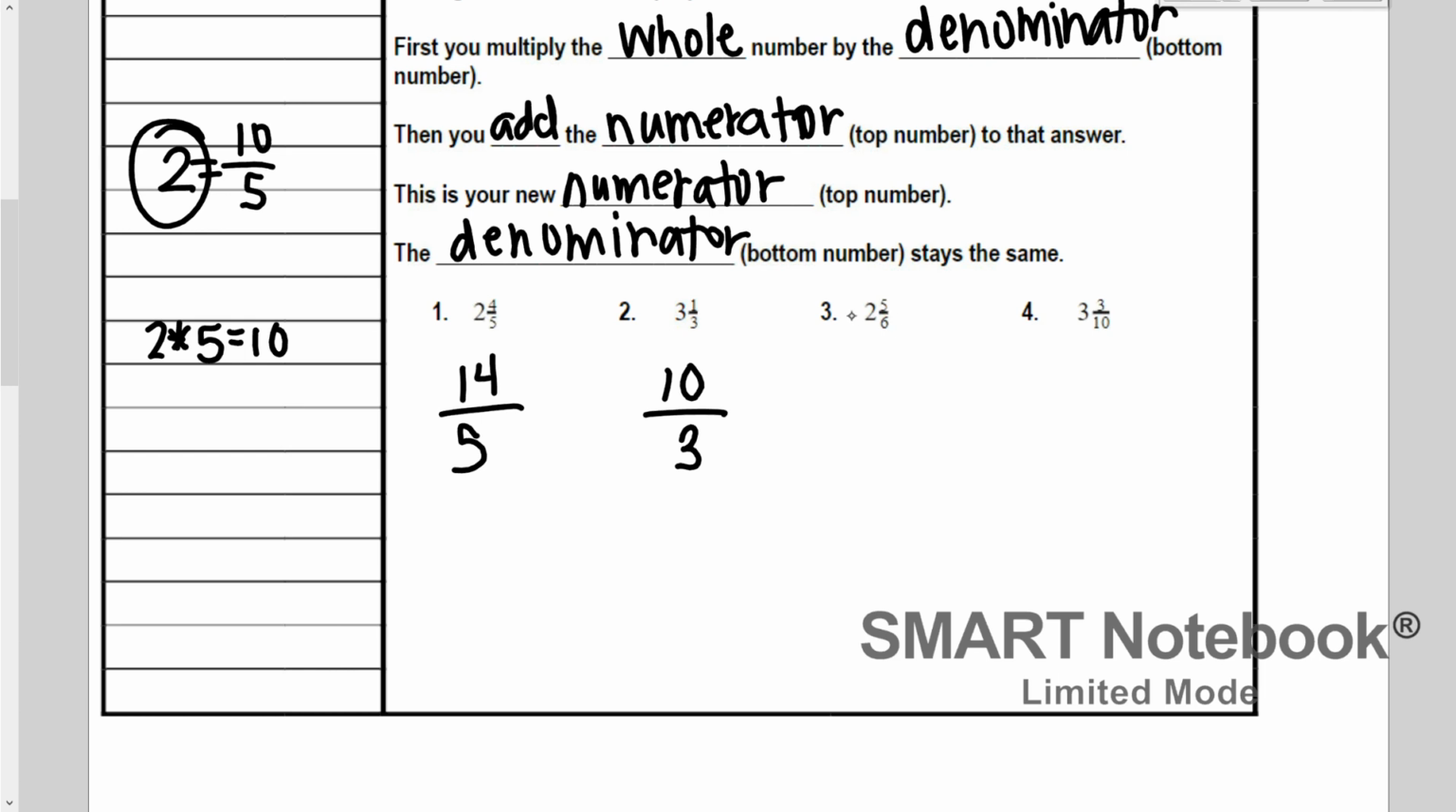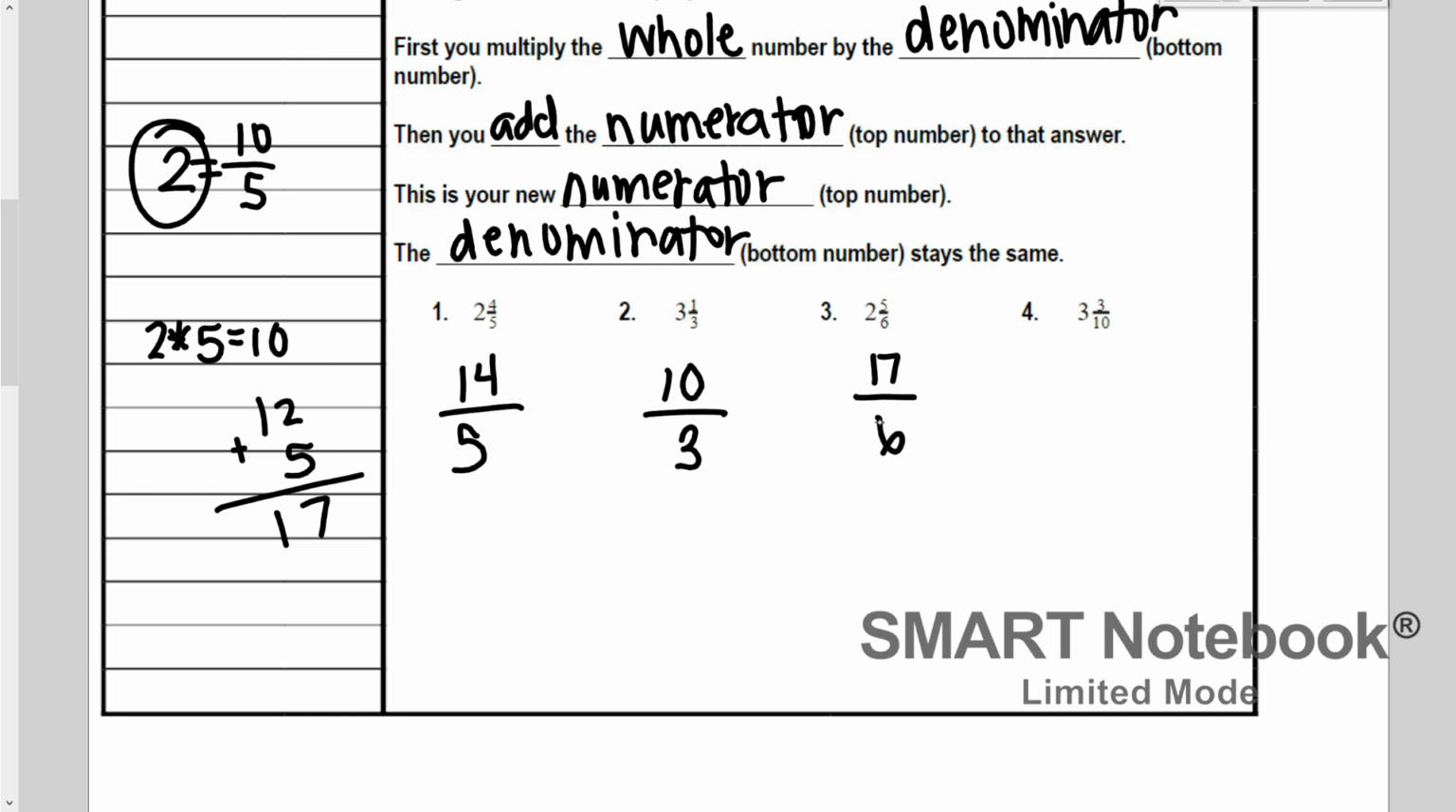So here we have 6 times 2. 6 times 2 is 12, but then we have to add in that numerator, so 12 plus 5. Again, if we don't know that, you could always pull it to the side, add them up. 12 plus 5 would be 17. Denominator stays the same, so it'd be 17/6.